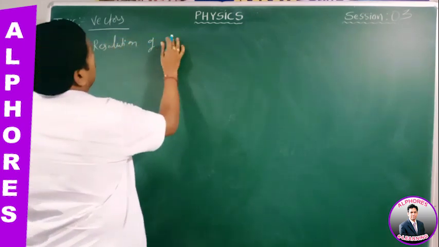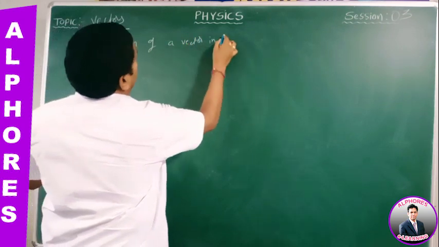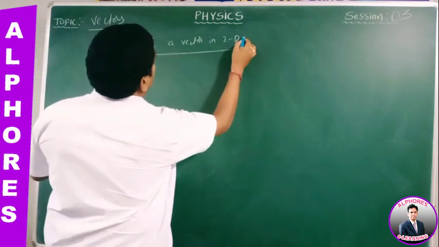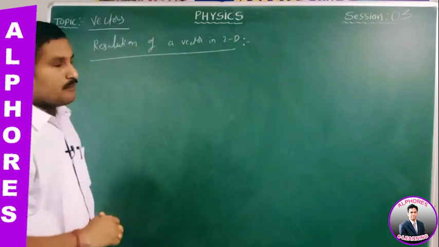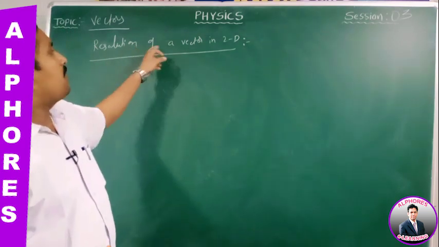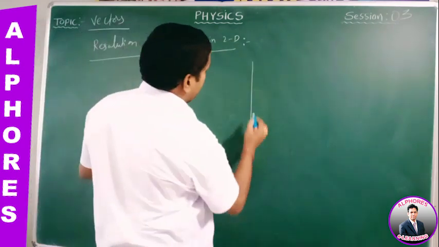Resolution of a vector in 2 dimension. 2D means 2 dimension, means in a plane. Resolution means splitting of a vector in 2D. So listen carefully, this is a very simple thing.